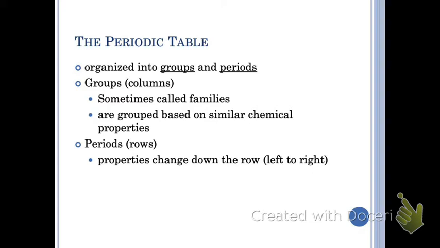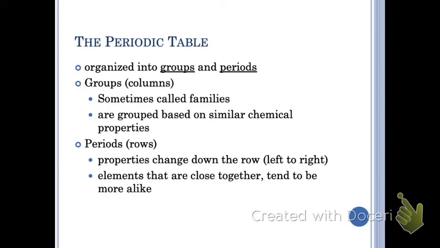Sodium, magnesium, aluminum, silicon, phosphorus, sulfur, chlorine, argon. That third row, or that third period. Sodium and magnesium behave somewhat similarly, but as you work across, you get to sulfur, chlorine, argon. Those elements are no longer solids at room temperature. So they behave very differently as you change across the row. But like we said before, elements that are close together on the periodic table tend to behave alike, or similarly at least.